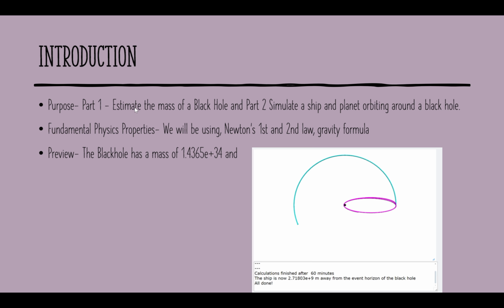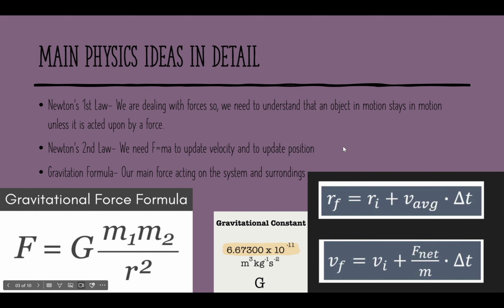So part 1 is to estimate the mass of the black hole. Part 2 is to simulate a ship going around said black hole. The fundamental physics properties that we need are Newton's first and second laws and the gravity formula. Preview: the black hole has a mass of 1.4 times 10 to the 34th, and this is an image of the simulation. Alright, these are our main physics ideas in detail.